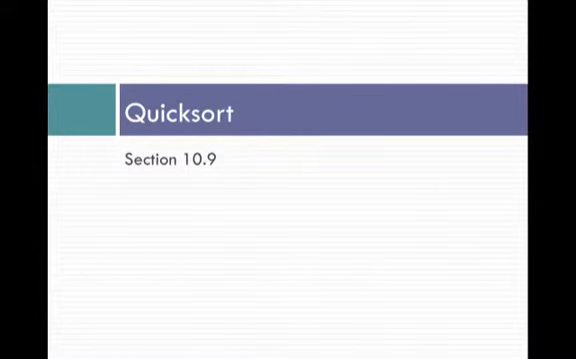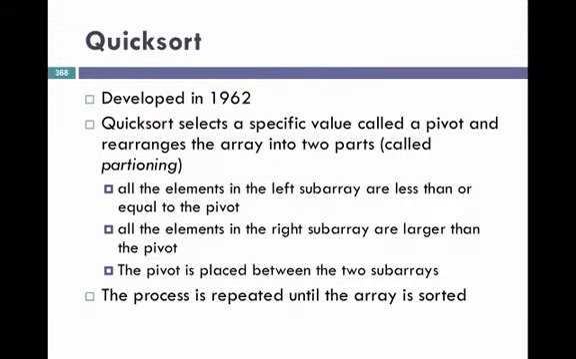In this slidecast, we'll discuss quicksort. Quicksort was developed in 1962. It selects a specific value called a pivot and then rearranges the array into two parts. This is called partitioning. All the elements in the left subarray are less than or equal to the pivot, and all the elements in the right subarray are larger than the pivot. The pivot is placed between the two subarrays, and this process is repeated until the array is sorted.